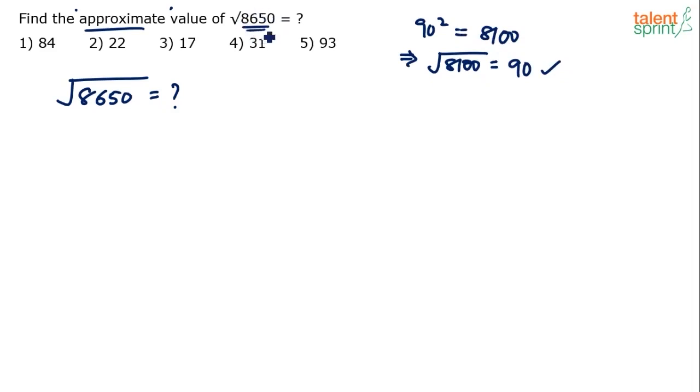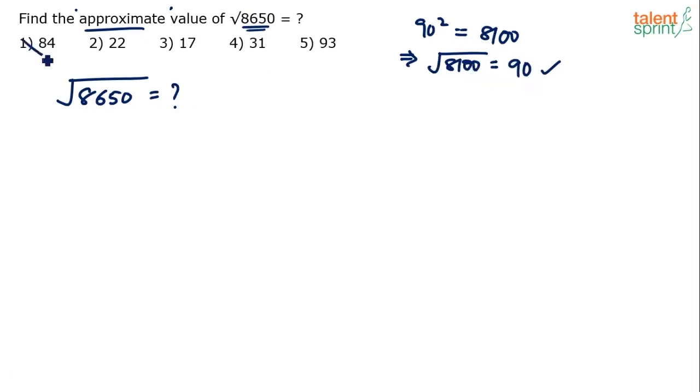Now if you look at the number given here, it is 8650. It is more than 8100, right? The number given in the question here, 8650, is more than 8100. So it's obvious that the square root of 8650 will be more than 90, right? As the value increases, the square root also increases. So since 8650 is more than 8100, the answer has to be more than 90.